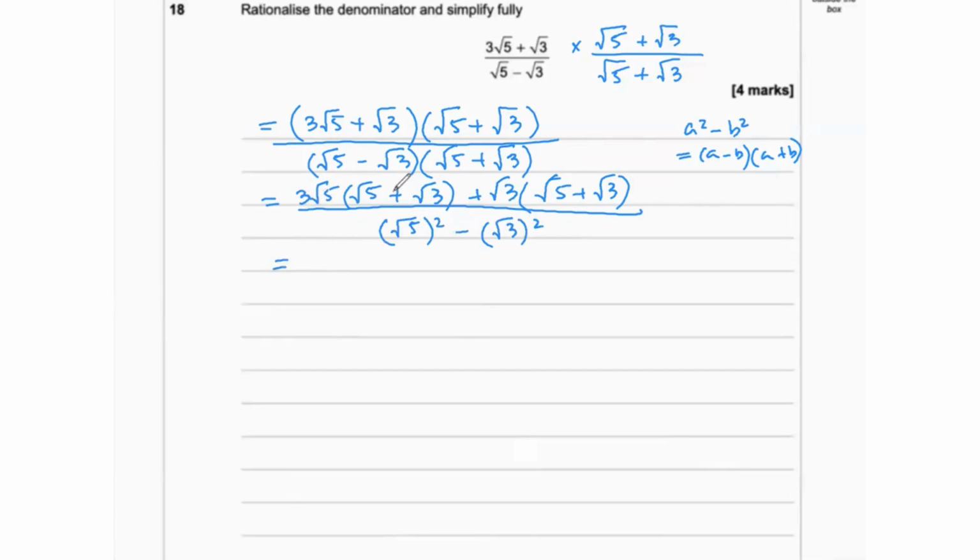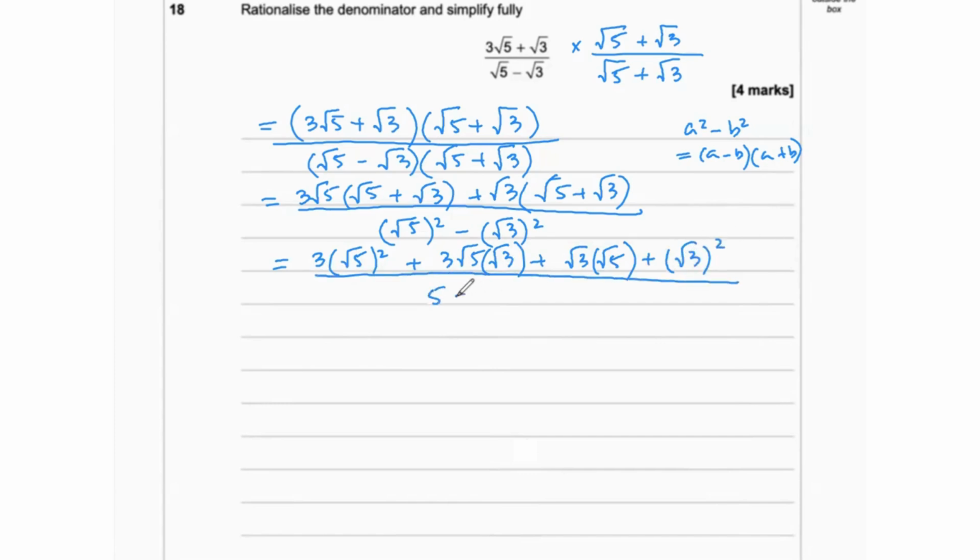So 3 root 5 times root 5 is 3 root 5 squared, plus 3 root 5 times root 3, plus root 3 times root 5, plus root 3 squared, divided by 5 minus 3. Because when you take the square of a root, it just gives the number inside the root. So that's 5 and 3. Same thing over here. Square of root 5 is going to be 5.